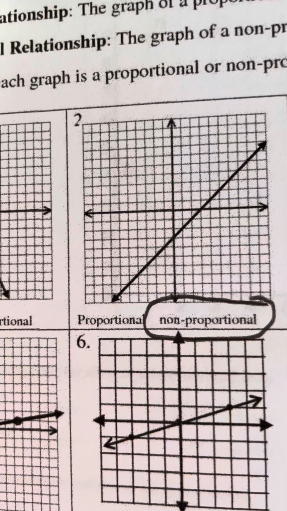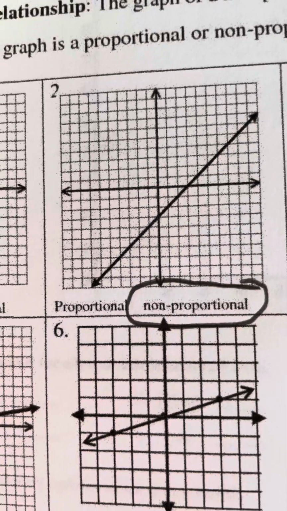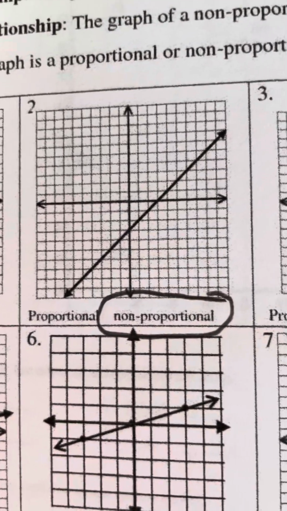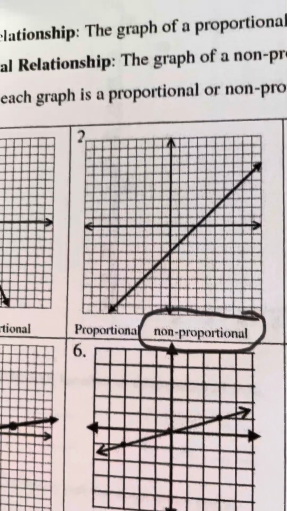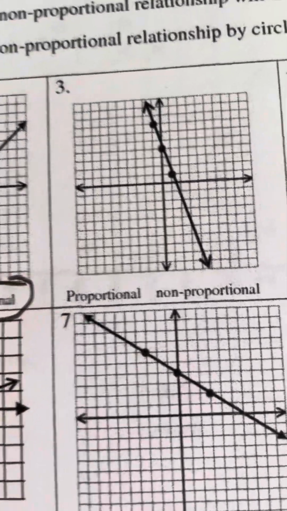Non-proportional is the answer for number two because it is off the origin. It doesn't pass it. It's not going through 0, 0, and it's not going in a straight line. It's going in a different direction. So yeah, 2 is non-proportional. It's not proportional. So yeah, that's 2. Now 3, let's take a look at 3.